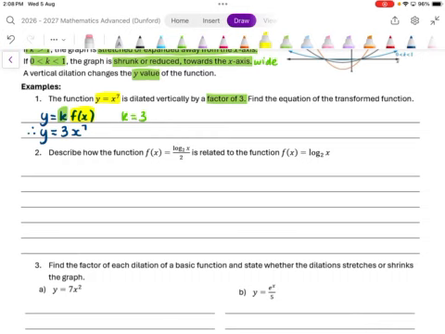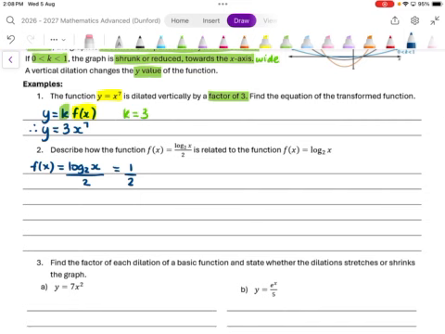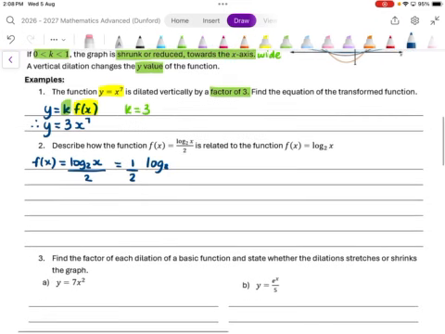Now, our next example: we want to describe how the function f of x equals log base 2 of x over 2 is related to the function f of x equals log base 2 of x. If we look at f of x equals log base 2 of x over 2, what is a coefficient that we can pull out the front that would multiply log base 2 of x? A half, right? Because when we divide something by 2, it's the same as timesing it by a half.